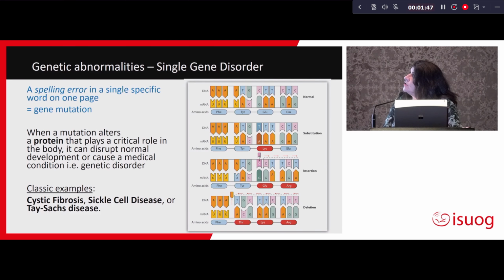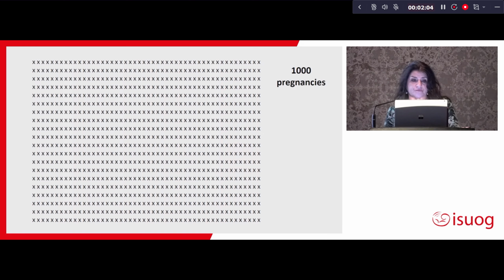Or you can get single gene disorders, and this is when there is a spelling error in the text in the book. And when a mutation alters a protein that plays a critical role in the body, it can disrupt normal development and cause a genetic disorder. And there are some classic examples there.